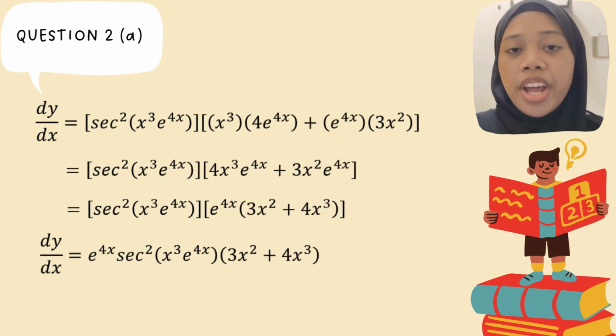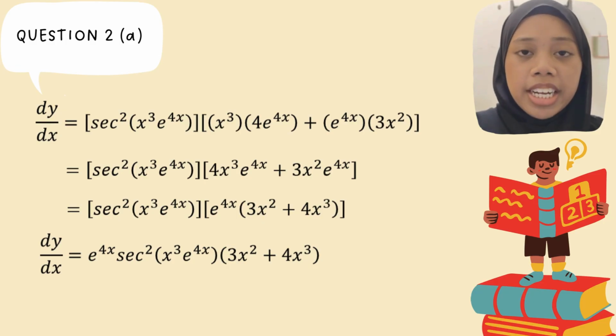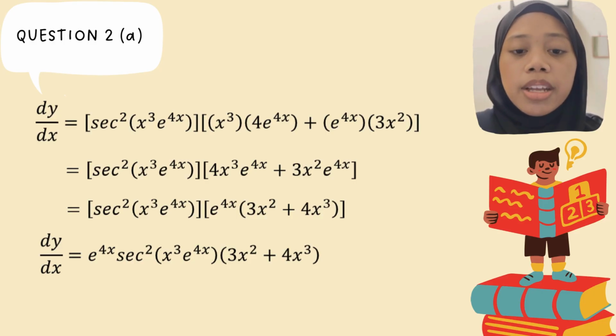On this slide, we substitute everything into the derivative formula. dy/dx equals open bracket sec squared of x cubed e to the power of 4x close bracket, and then we multiply by open bracket x cubed multiplied by 4e to the power of 4x plus e to the power of 4x multiplied by 3x squared close bracket. This expression comes directly from the product rule.